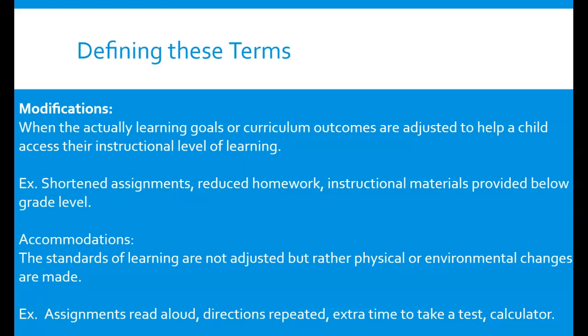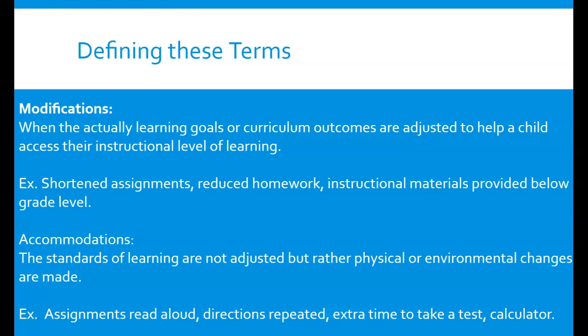The next section is modifications. Modification is when you're actually changing the learning goal or standards. So when we're adjusting the instructional level, when we're changing the amount of learning that's happening, or the learning is different than what other students are doing. So this is typically when we shorten assignments, we reduce homework, we change the instructional level.